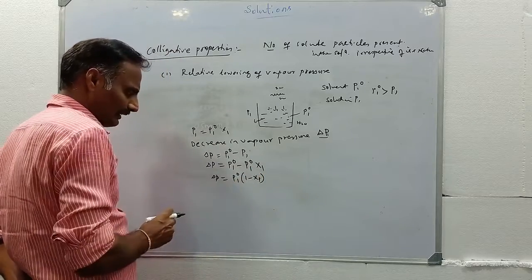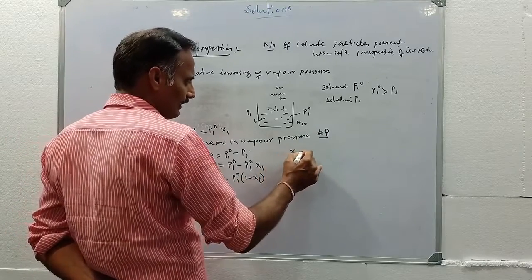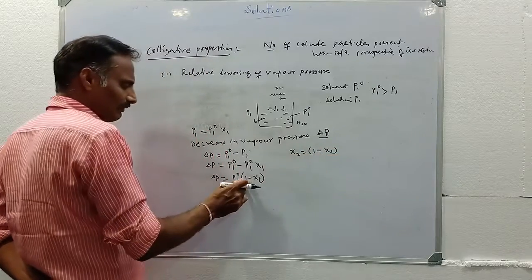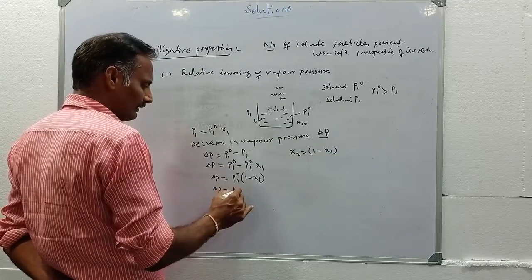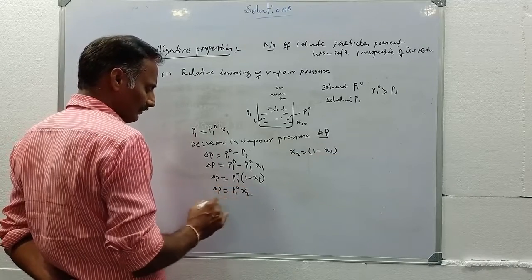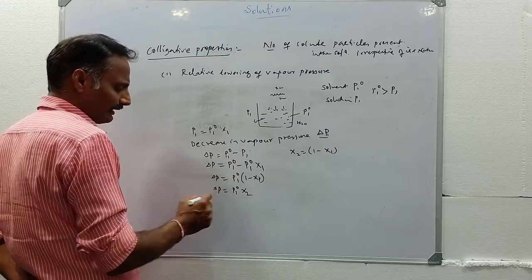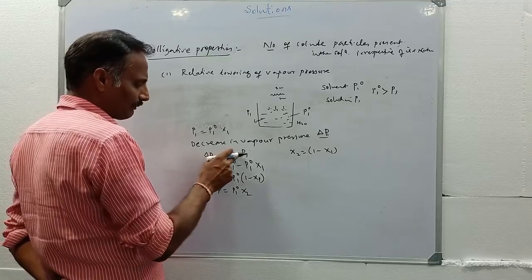Here P1 naught is common, and what is 1 minus x1 here? We know that x2 equals 1 minus x1. Then in place of 1 minus x1 we write x2. Then delta P equals P1 naught times x2. And what is delta P here? Delta P is nothing but the decrease in vapor pressure. Delta P equals P1 naught minus P1.